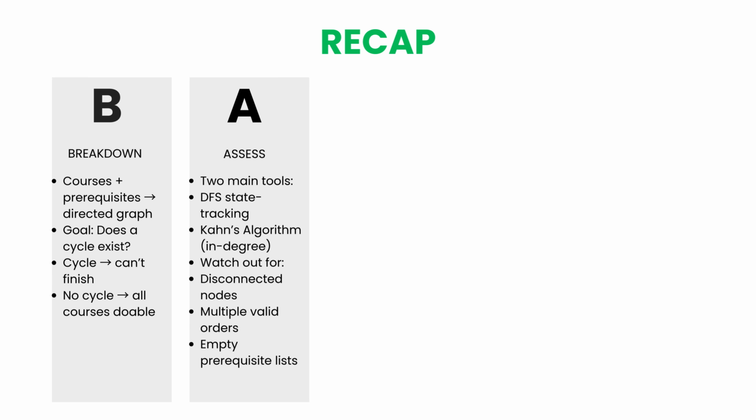Assess recap. Two approaches solve it cleanly: DFS with state marking, or BFS using Kahn's algorithm with in-degree tracking. DFS is direct for cycle detection. Kahn's algorithm is equally effective for building a valid order. Important details include handling multiple valid orders, disconnected subgraphs, and trivial cases like having no prerequisites.